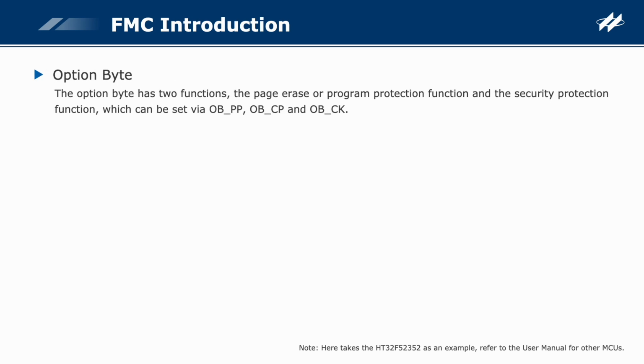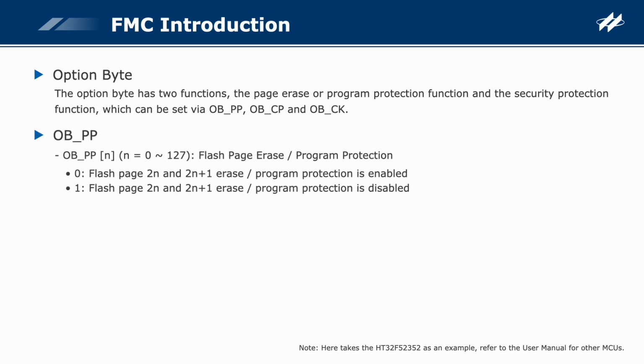The option byte has two functions, one is the page erase or program protection function, and the other is the flash read protection function, also known as security protection. These two functions can be enabled by configuring OBPP, OBCP and OBCK. OBPP is used to set the flash page erase or program protection.